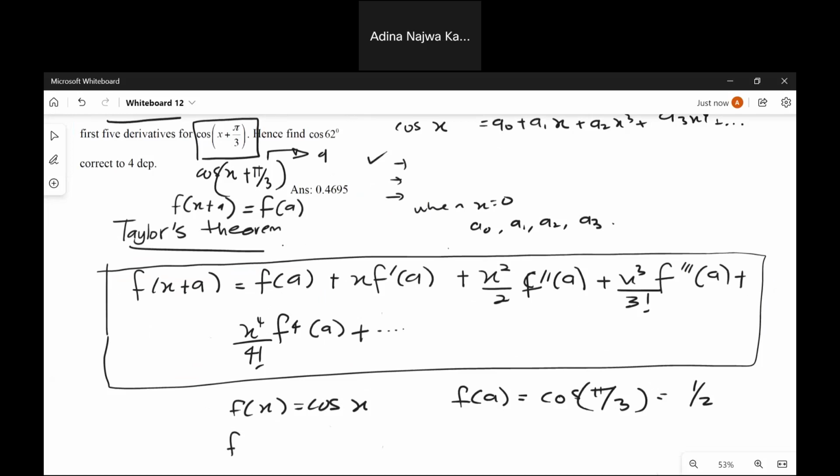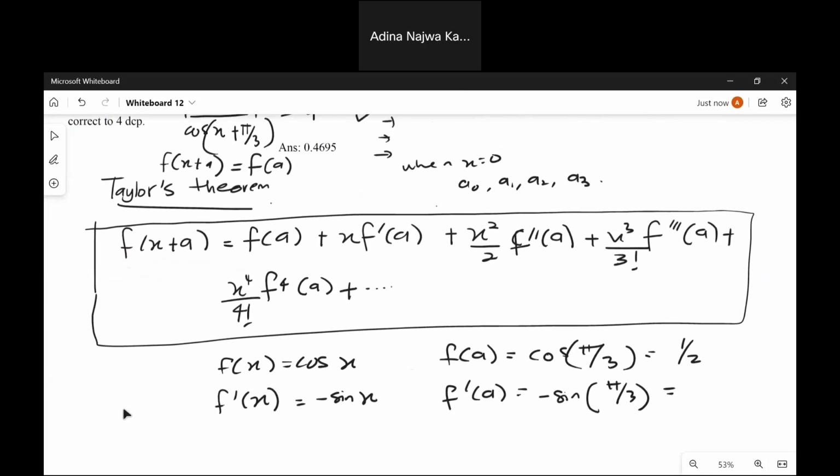And then the first derivative. Differentiating cos will give you negative sine x. When you substitute a equal to pi over 3, this will give you negative sine pi over 3. Sine pi over 3, if you can remember, just refer back to the graph, or if you remember it from the table from your previous study, use that. So it is negative root 3 over 2.